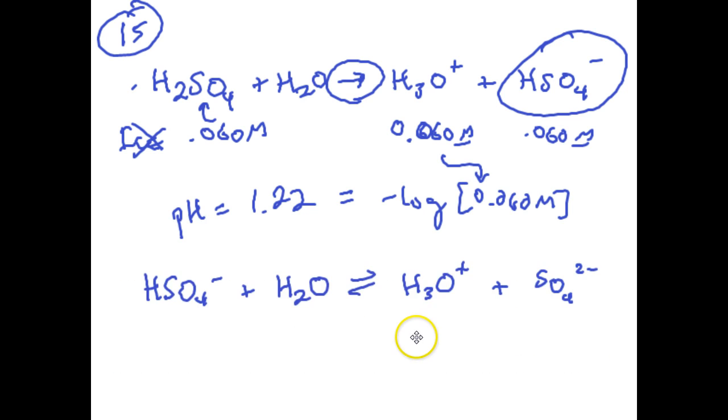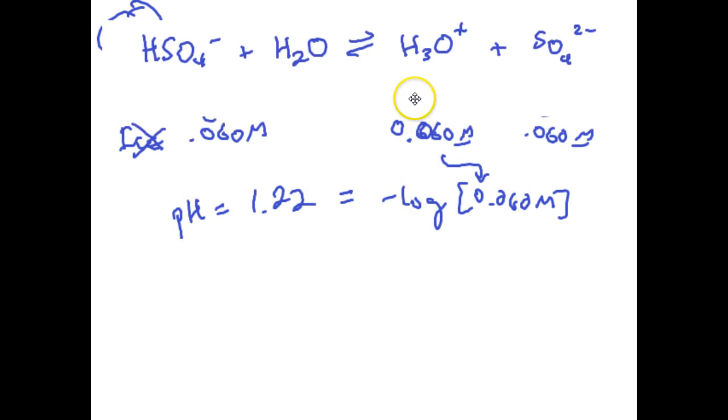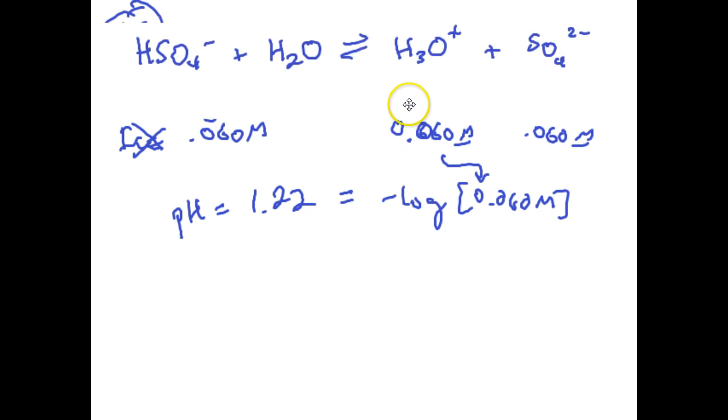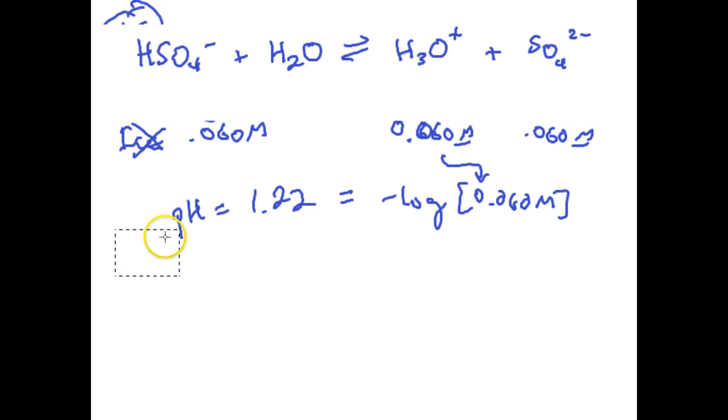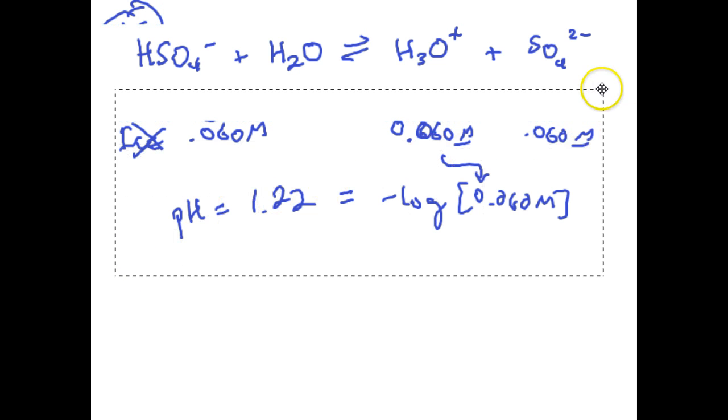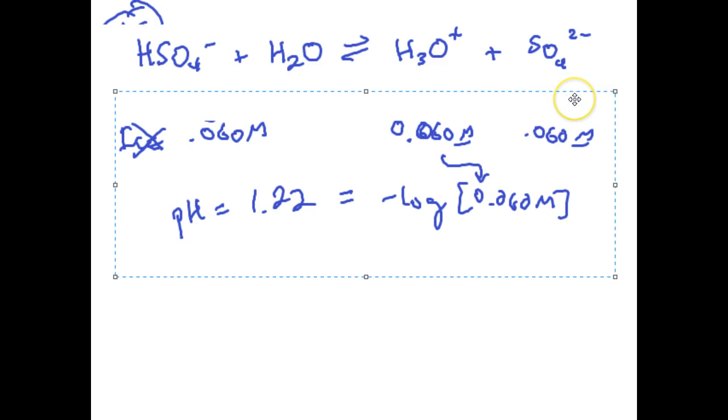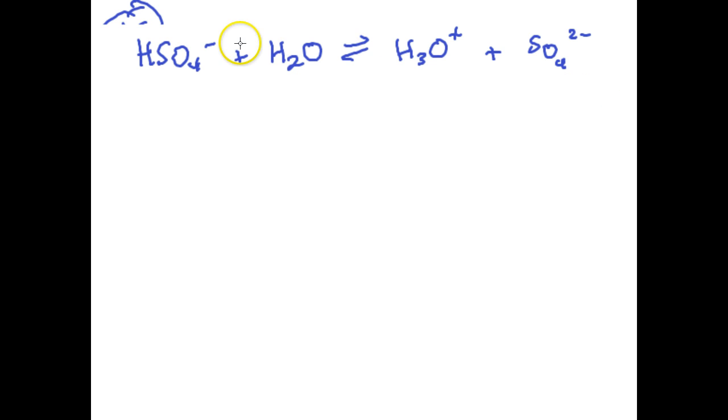Alright, so this is our new equation. This is the new chemical reaction that's happening, because we've just found that 1.22 would be the pH just from the strength of the acid H2SO4. But now, here is the second proton coming off. That's the second proton right there.